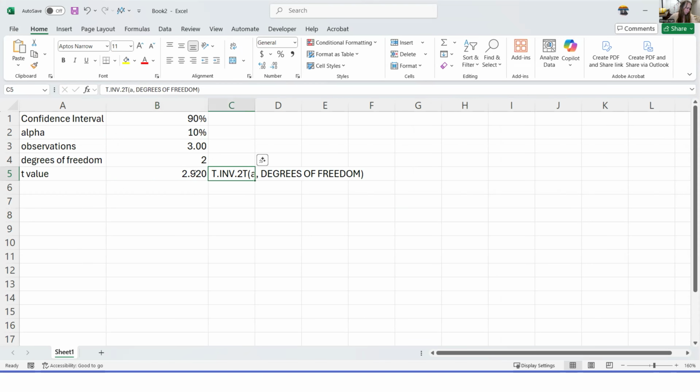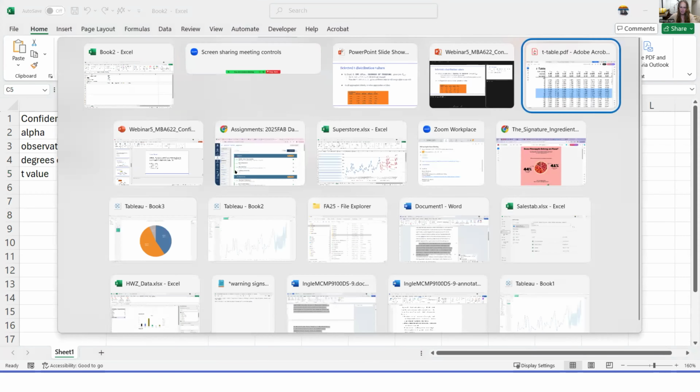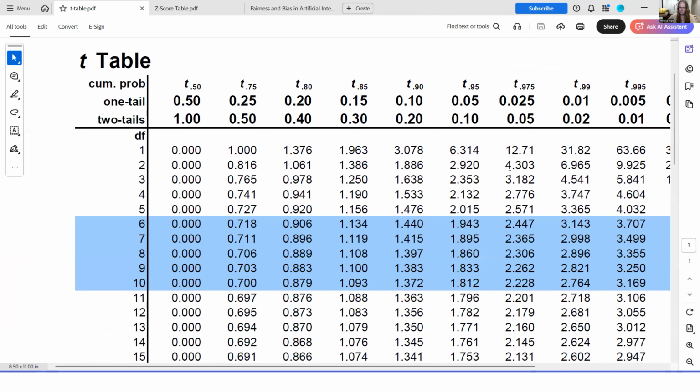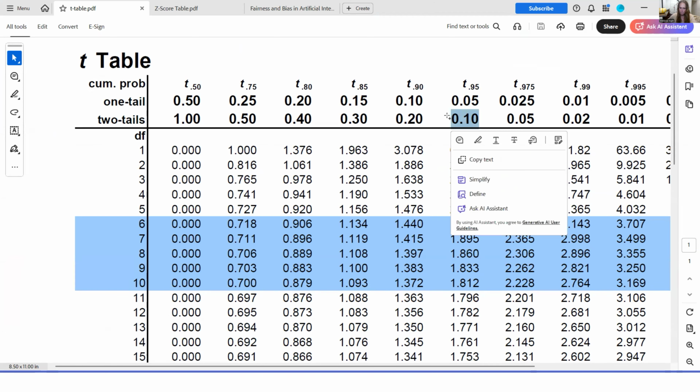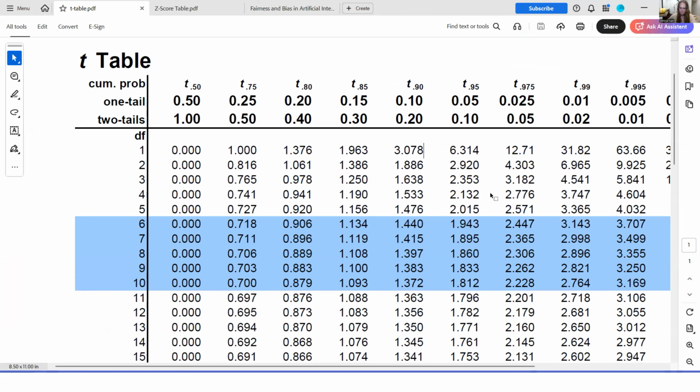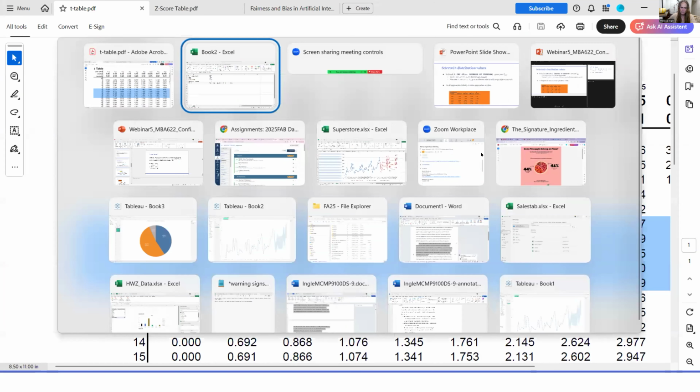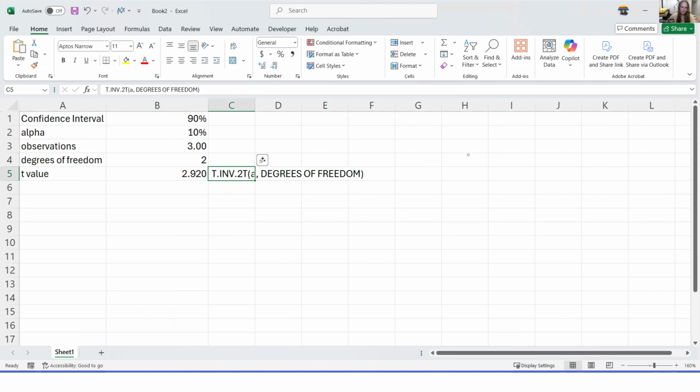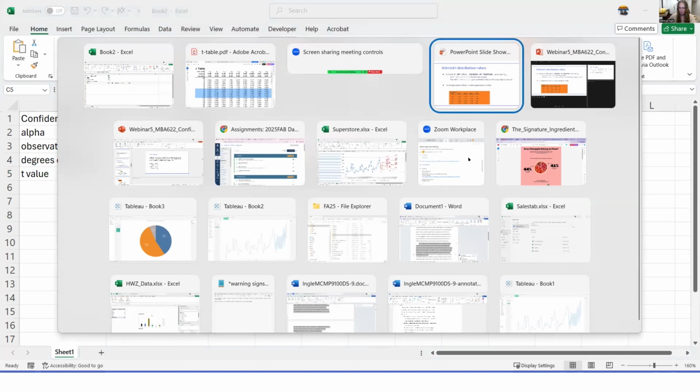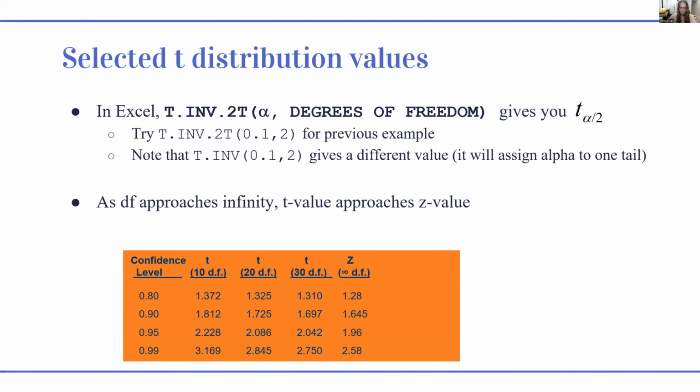And that gives 2.92. So that's the exact same thing as, where am I here? This, right? 2 degrees of freedom, two-tailed. Here's your alpha, 0.1, right? 2.92. Hopefully that makes sense. So that's 2 different ways to find this t-value, which you're going to need to calculate your confidence intervals. Okay? All right.